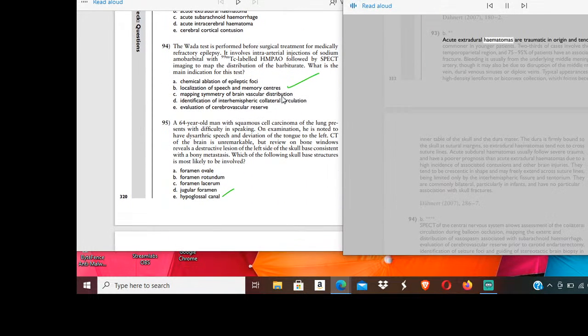93. B. Acute extradural hematomas are traumatic in origin and tend to be commoner in younger patients. 2/3 of cases involve the temporoparietal region, and 75-95% of patients have an associated skull fracture.